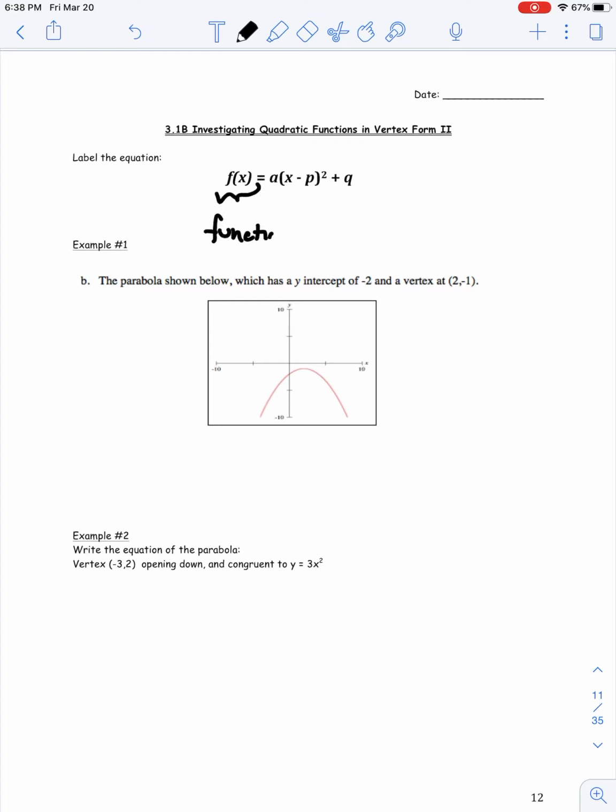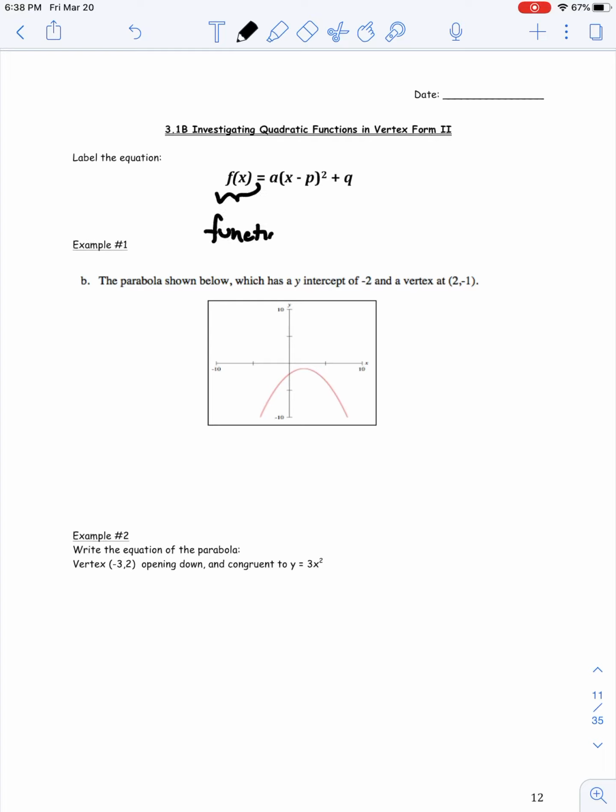Function notation is the same as saying y. It just gives us a little bit more information about it. What we want to remember is that the a value is the stretch. When a is positive, when we see a positive sign or no sign in front of it, it's going to be upward facing. When we have a negative sign in front of a, it's going to be downward facing.